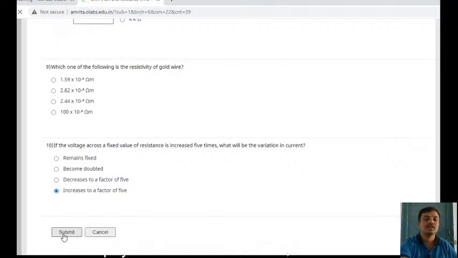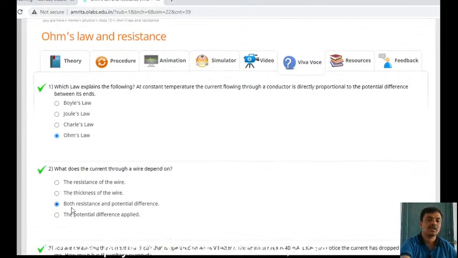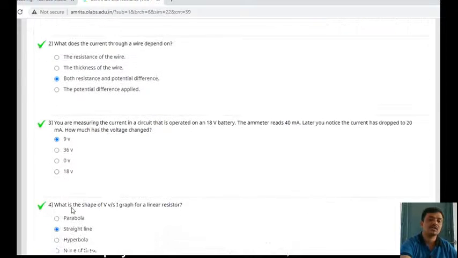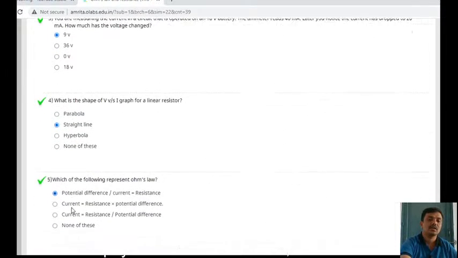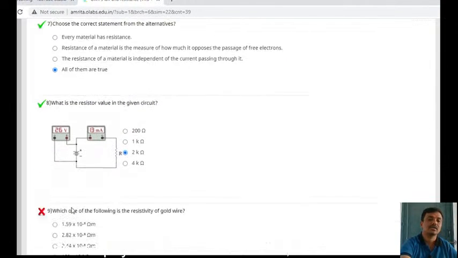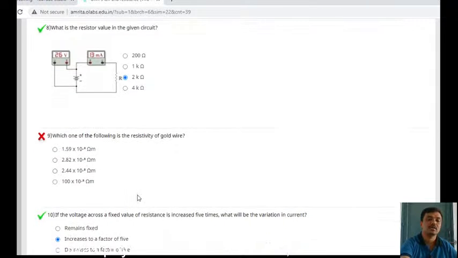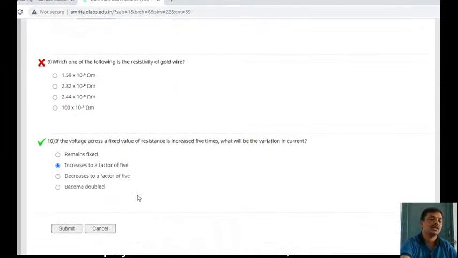Submit it. Now check the answers. You see here this is right, and next one also right, next one also right, next one also right, next one also right, next one right. Okay, this one we did not attempt because it is not in the syllabus, and the next one also right. Like this you can check.